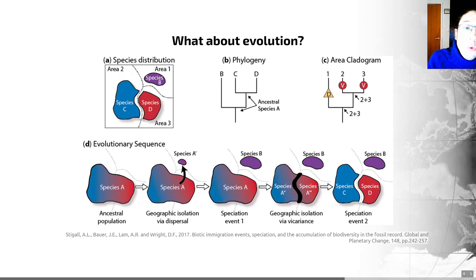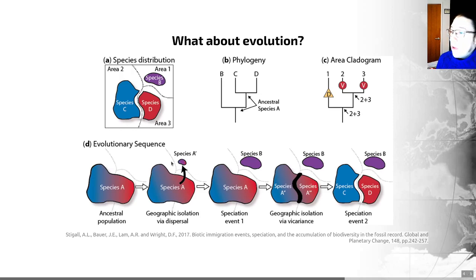But they can also evolve their modern geographic distributions through a process of subdivision of originally wide ranges. That's shown in this diagram on the slide here. You can see in panel A, we have a modern day species distribution of species B, C, and D, and those are split across three areas. However, these could all have evolved from a single species, species A. So this is our ancestral population.